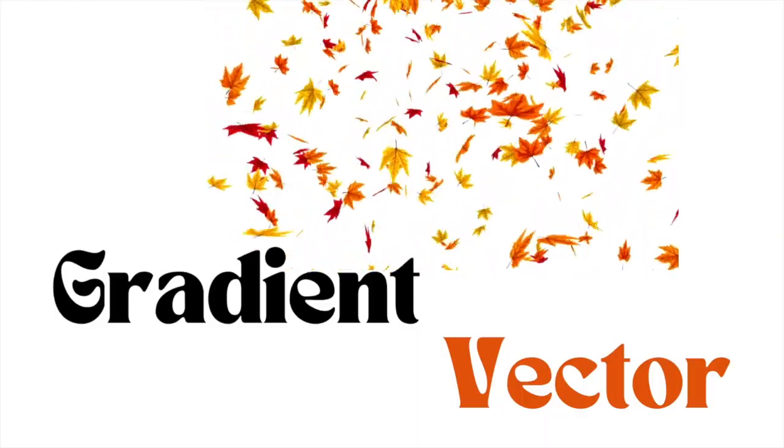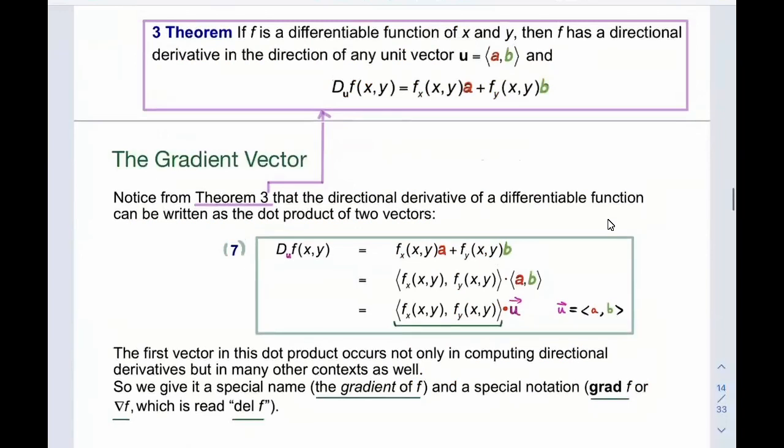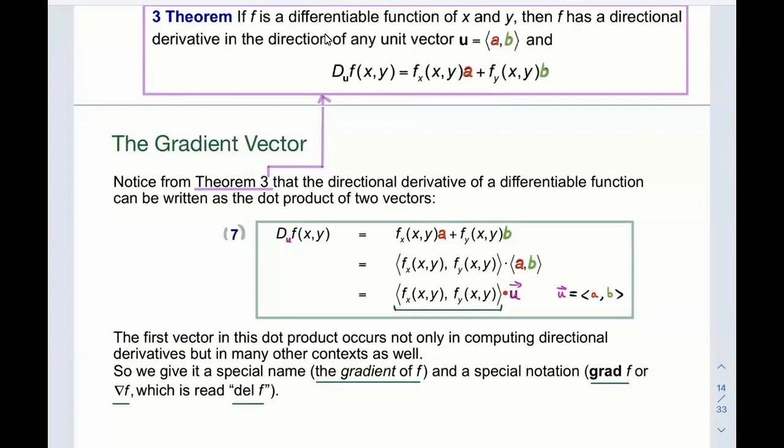Continue with the gradient vector. So last time, in the last section we talked about how the directional derivative is equal to the partial derivative with respect to x times a plus the partial derivative with respect to y times b, where a and b are components of this direction vector, the unit vector. Okay, now this is the theme that we just talked about, theme 3.